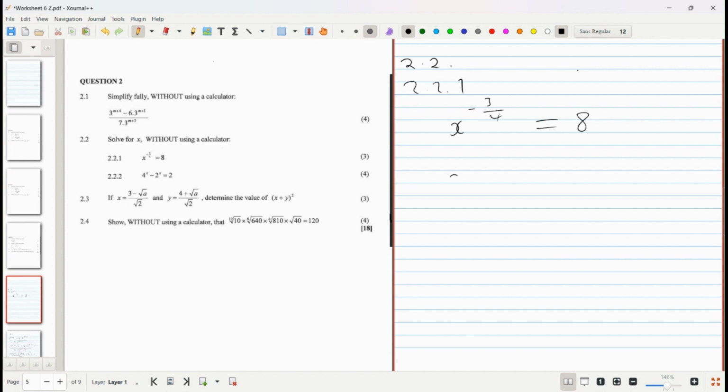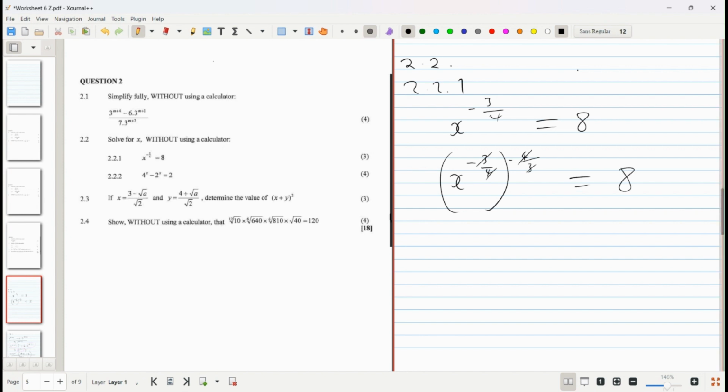We know that 3 to the power negative 3 divided by 4. Okay, how can we get rid of negative 3 divided by 4? We need to multiply by what? The reciprocal of this, right? So we can multiply by negative 4 divided by 3, right? Such that this will cancel, this will cancel, right? We are left with 1 here, right? And then all equal to 8.